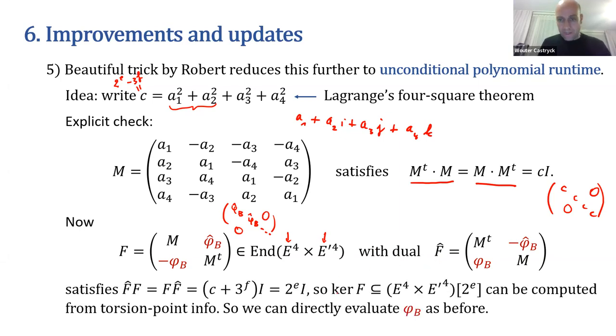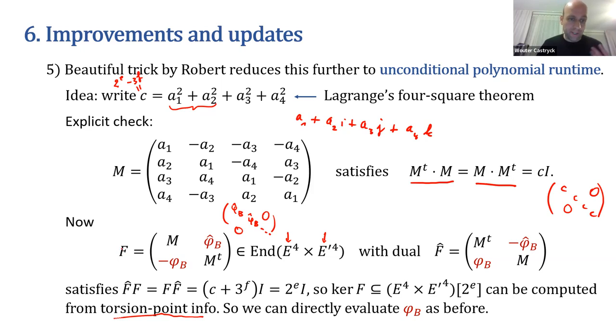And basically, you can check that this is really an endomorphism of E^4 × E'^4 as a principally polarized abelian eightfold. And you can check, and this is just an explicit calculation, I will not do it here. But this is, again, where this C comes into play, that its kernel lives inside the 2^e torsion. Okay, and so we can really explicitly compute the kernel from torsion point information, because we have the action of all the components on the 2^e torsion. And once we have the kernel, we can really evaluate F explicitly.